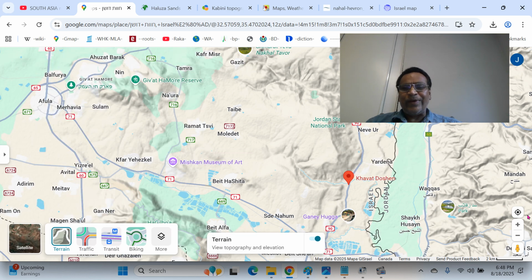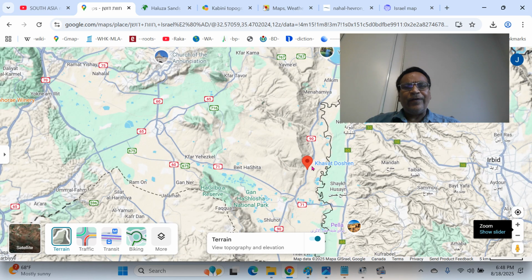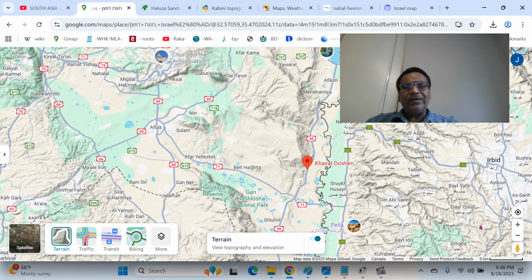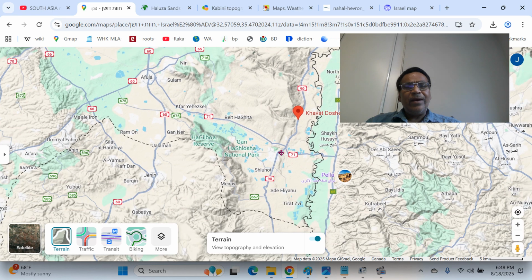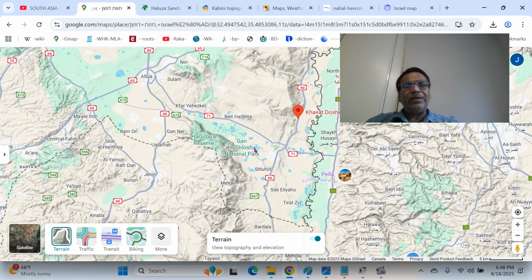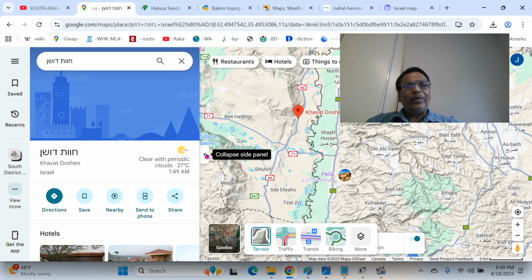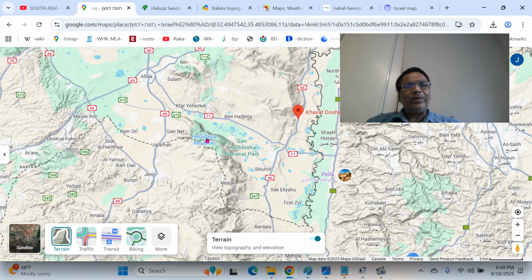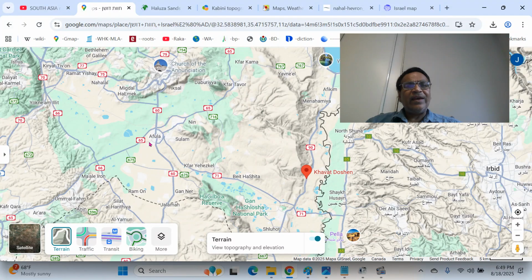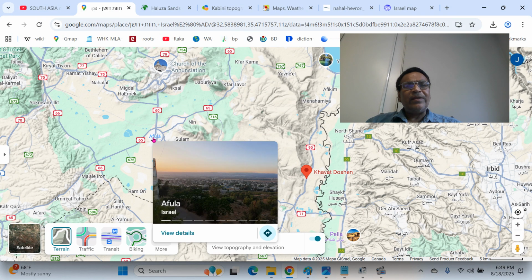That's why I'm showing that. That's a little hard to find, Issachar. And this is the Beit Shen region, and this is the Herod River. And this is the Gilboa Mountains. So you can see Gilboa there. That is the Gilboa Mountains, and this is the Efula town, and this is the More.